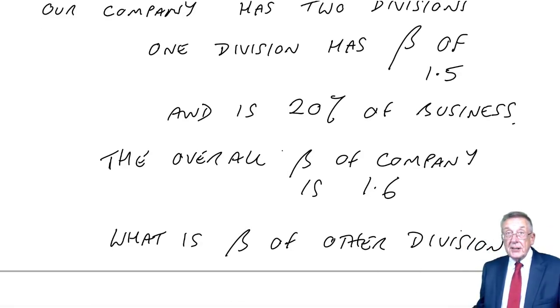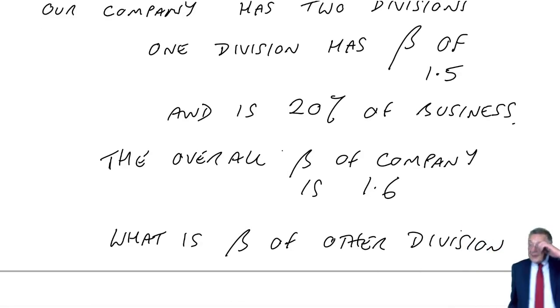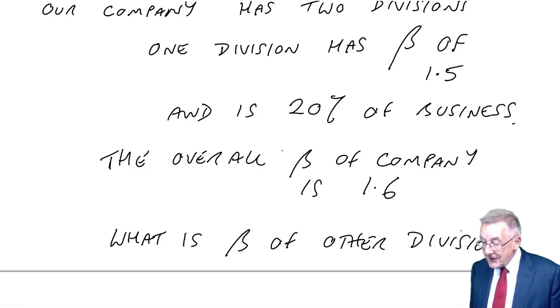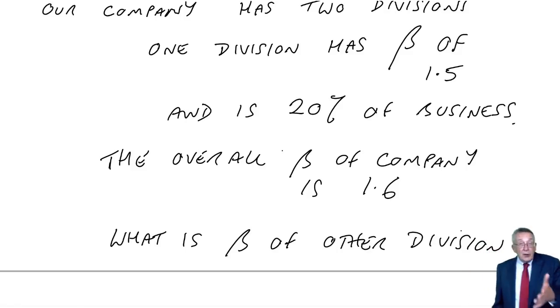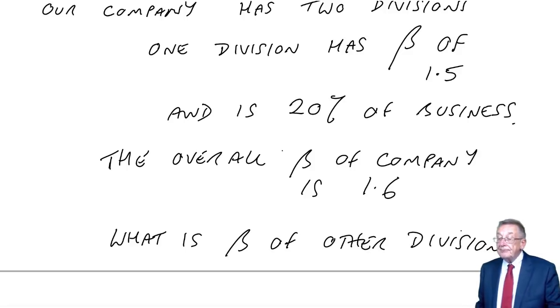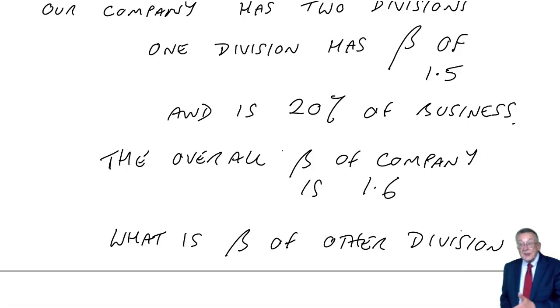So it works just the way as an individual investing, with two divisions. One's 20% of the business, the other one, I don't think I'm spoiling it, is 80% of the business. The overall beta will be the weighted average of the two individual betas. But here, instead of asking you to calculate the overall beta, I've given you what the overall beta is. I've told you the beta of one division. I want to know the beta of the other division.